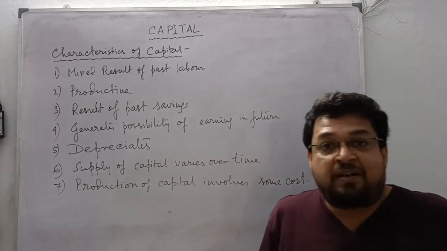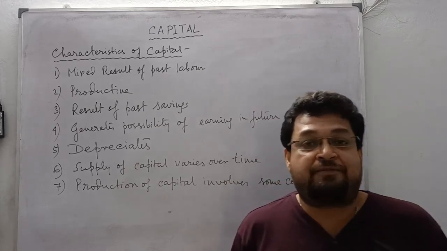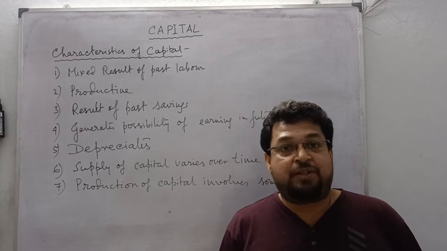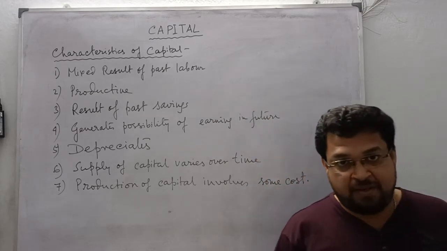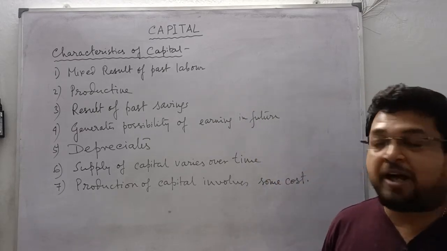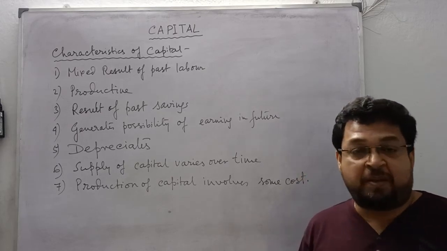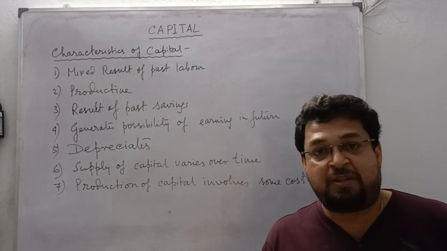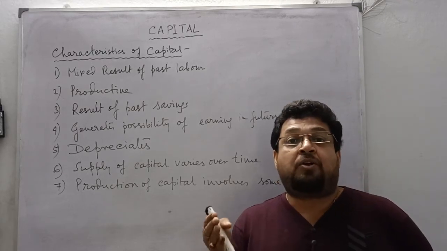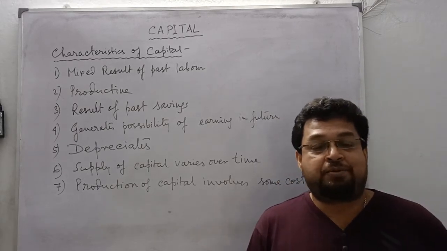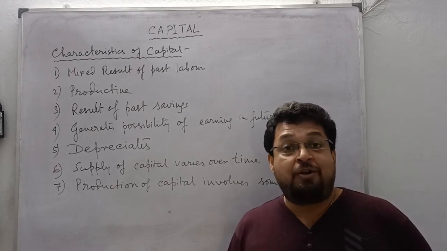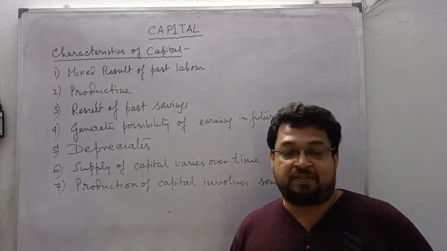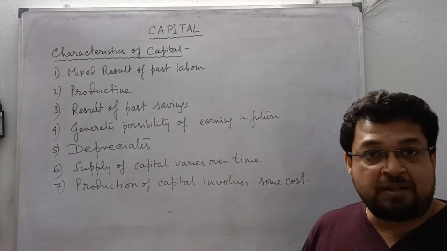Productive. Now what is capital? Capital is used for productive purposes. Capital is used for production. Very much productive. Maybe money capital, maybe real capital, maybe finance, maybe the machines which we are talking about. They are all used in the production process for producing goods and services. So capital is productive.